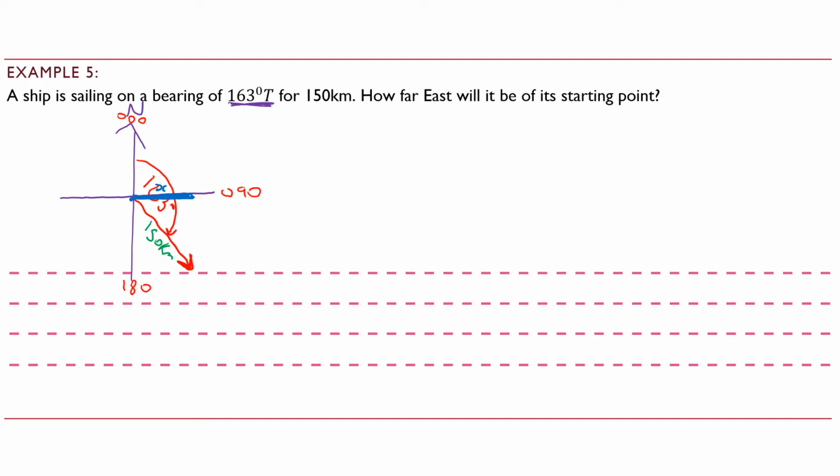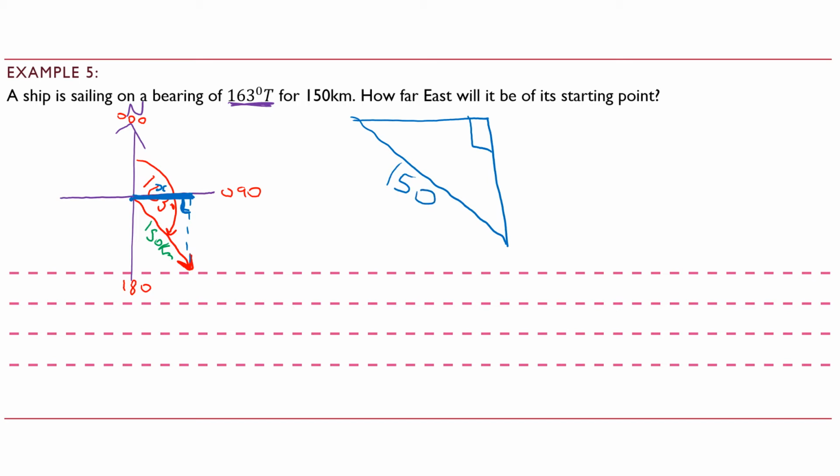Now to do that, we need to make a triangle. So if I draw a dotted line down here, we've got a little right angle triangle. Now I'll redraw the triangle over here. I always like to redraw my triangle and only add the information that's needed. So we've got 150 here.